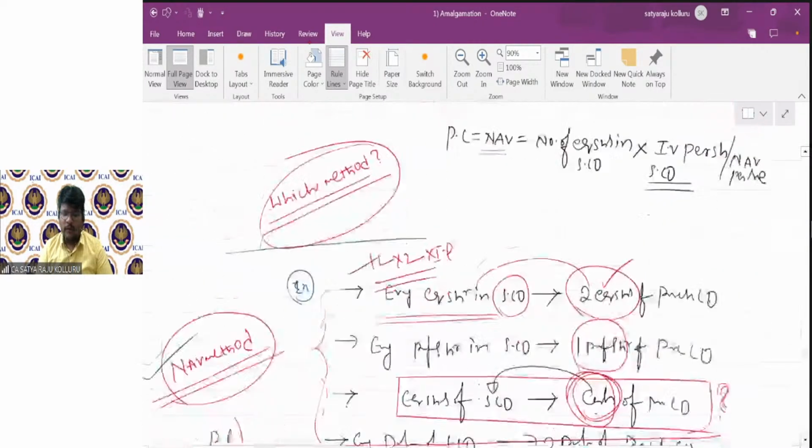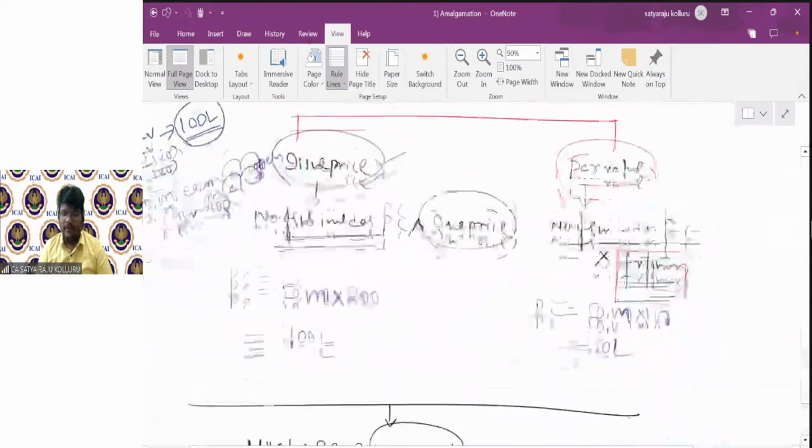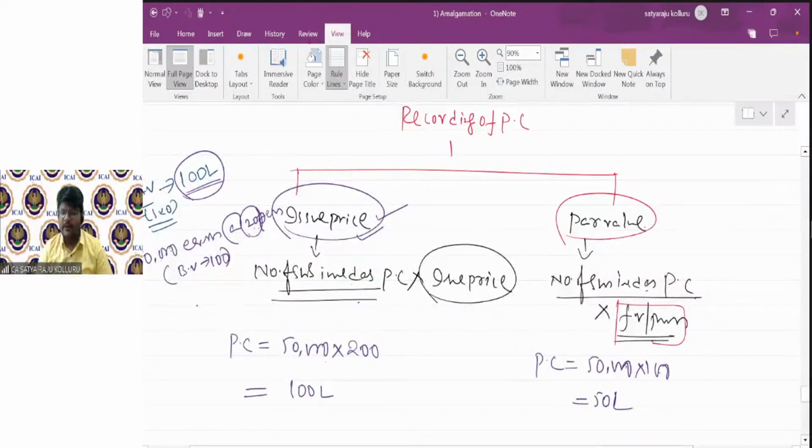And one more important fact I also discussed. PC may be recorded at issue price or PC may be recorded at par value. If nothing is mentioned, in general, we record PC at issue price. Then whatever methods I suggested above, you can simply apply the same method, and you will get the PC at issue price. But if the problem clearly mentions that you should record PC at par value, then first you should work out the number of shares issued as PC, then multiply with the face value or par value.